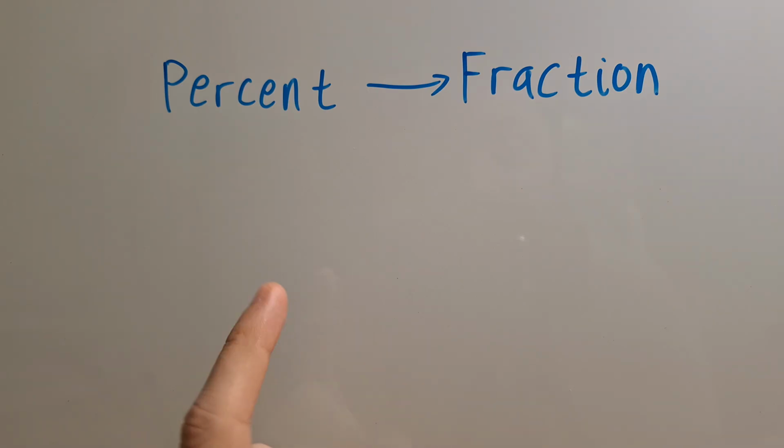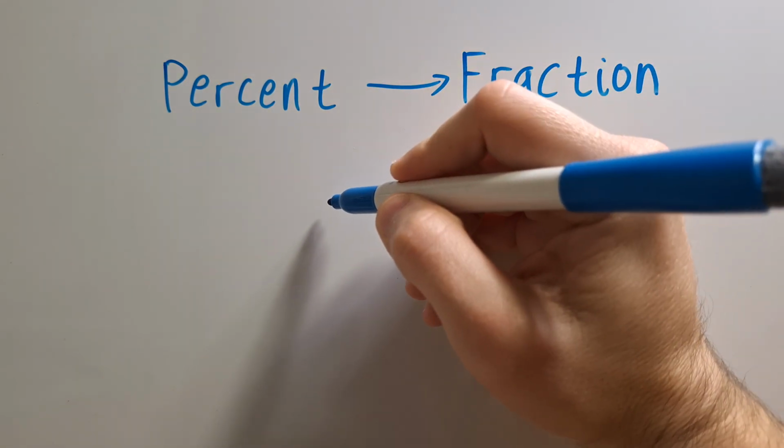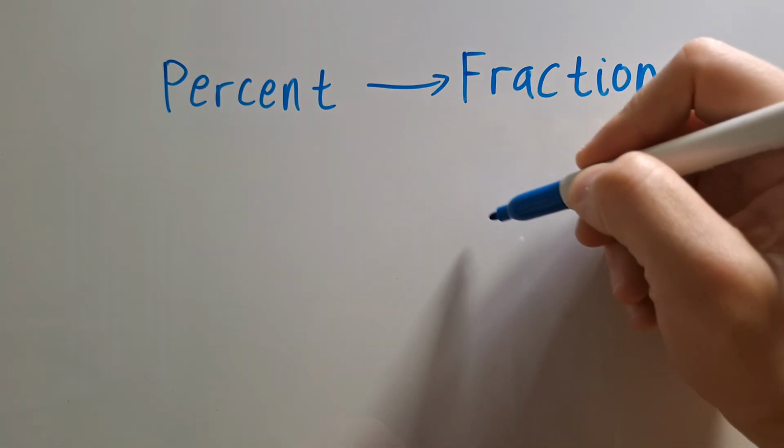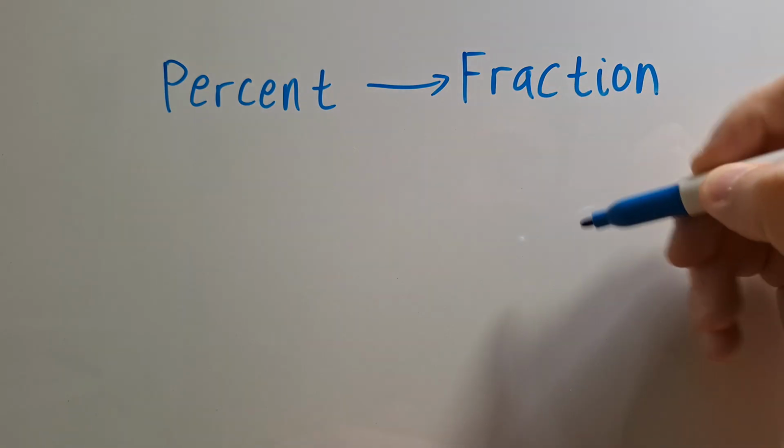Essentially, it's going to be very similar to when we were converting between decimals and percents. The only difference here is that once we have that number over 100, we can reduce that fraction to lowest terms, and we'll go ahead and do so.